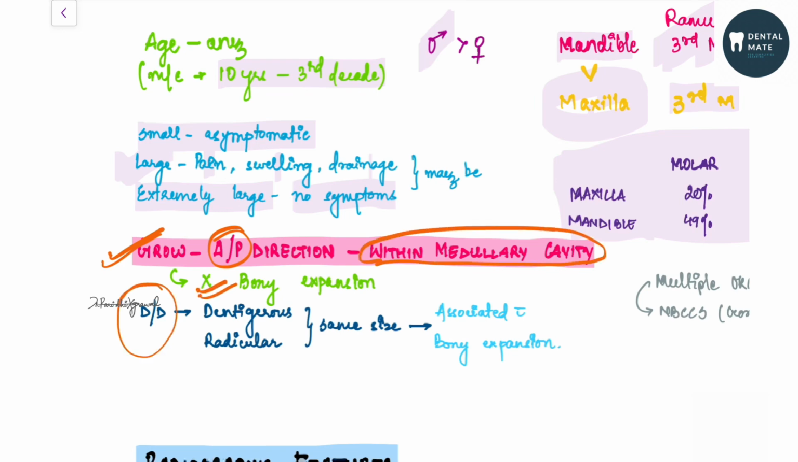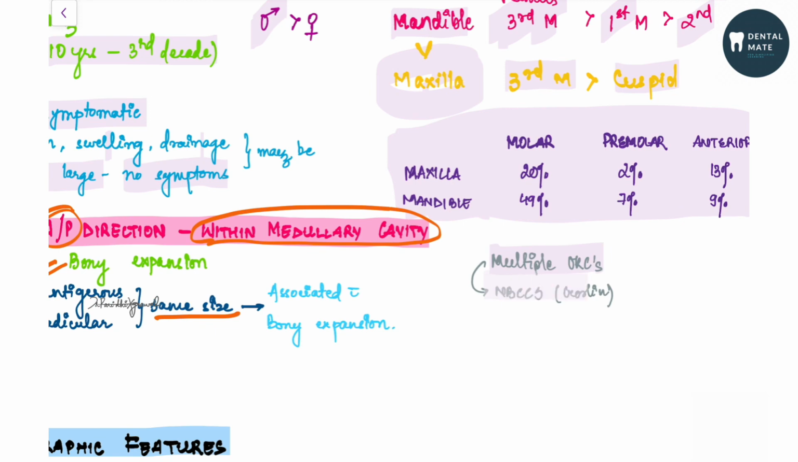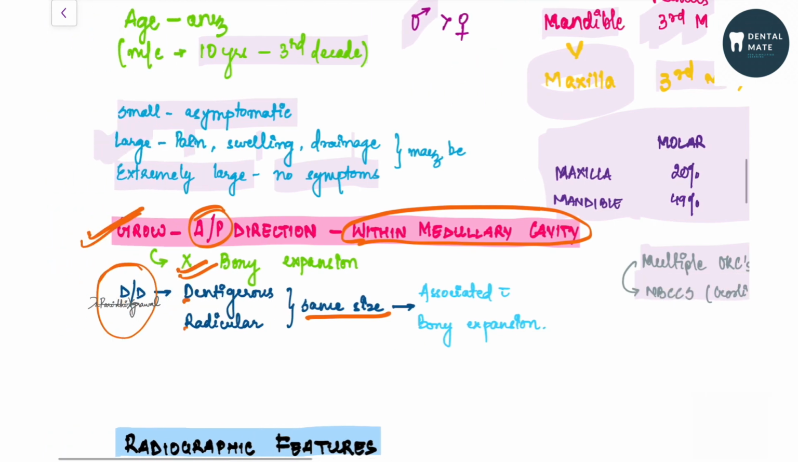This is how it can be differentiated from dentigerous cyst and radicular cyst, because a dentigerous or radicular cyst of the same size would show bony expansion when compared with an OKC. Multiple OKCs are seen in syndromic cases, which is nevoid basal cell carcinoma syndrome or Gorlin syndrome. We'll be talking about this in the coming videos.